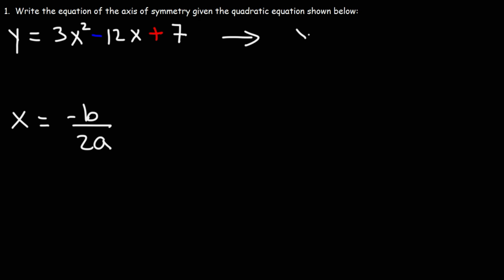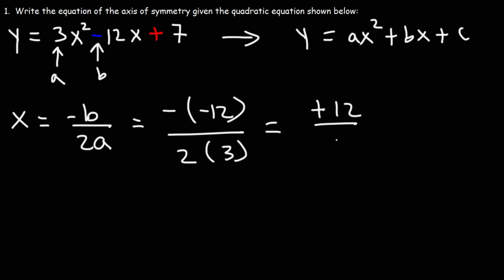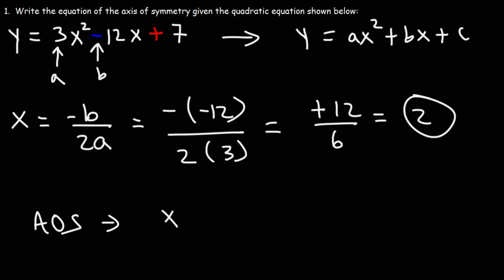And this quadratic equation is in standard form. It's in y equals ax squared plus bx plus c format. So a is 3 and b is negative 12. Using that formula, it's going to be negative times negative 12 over 2a, or 2 times 3. Negative times negative 12 is positive 12. 2 times 3 is 6. And so 12 divided by 6 is 2. So this is the x coordinate of the vertex. Since we have it already, the axis of symmetry is simply x is equal to 2.